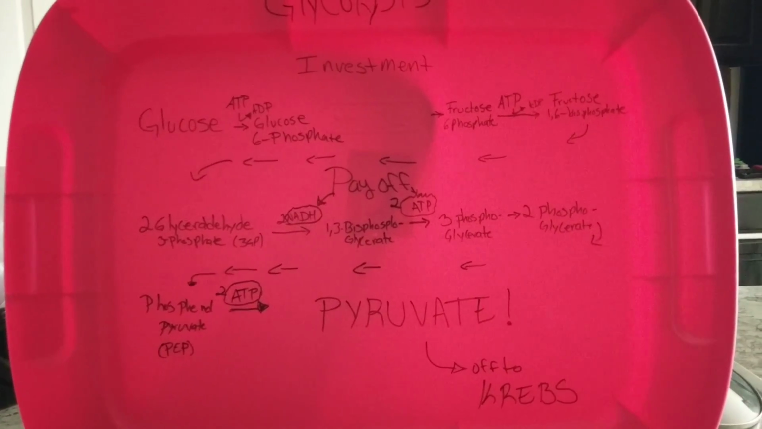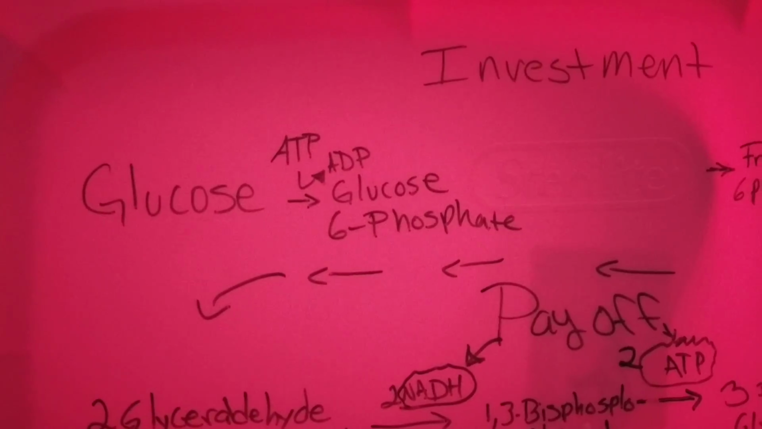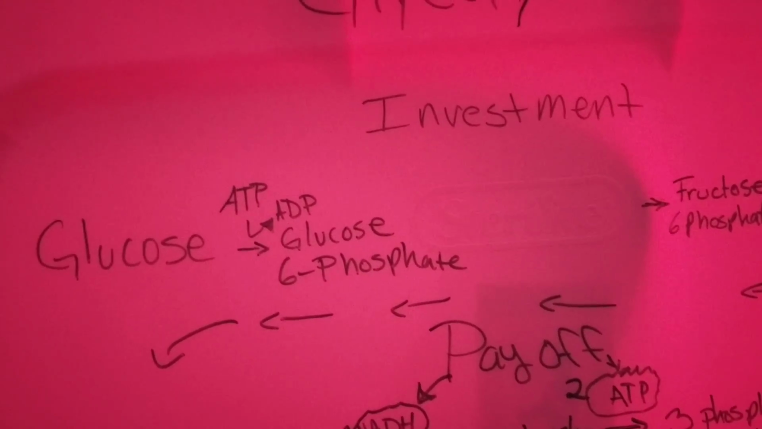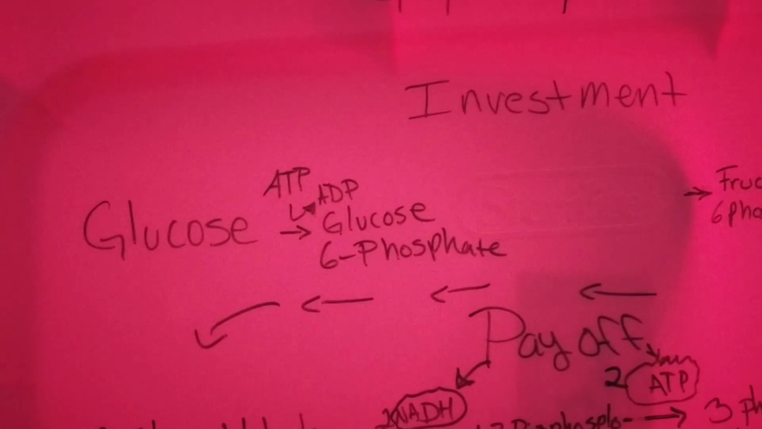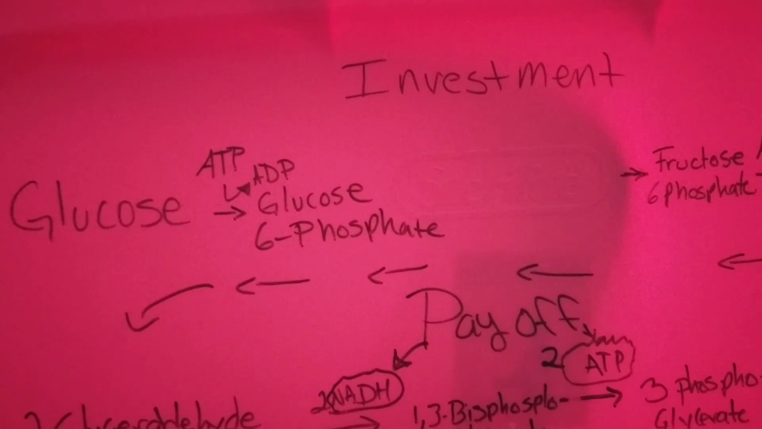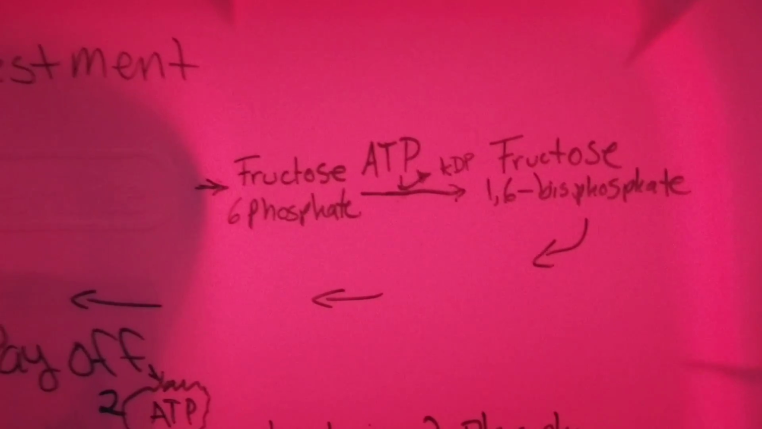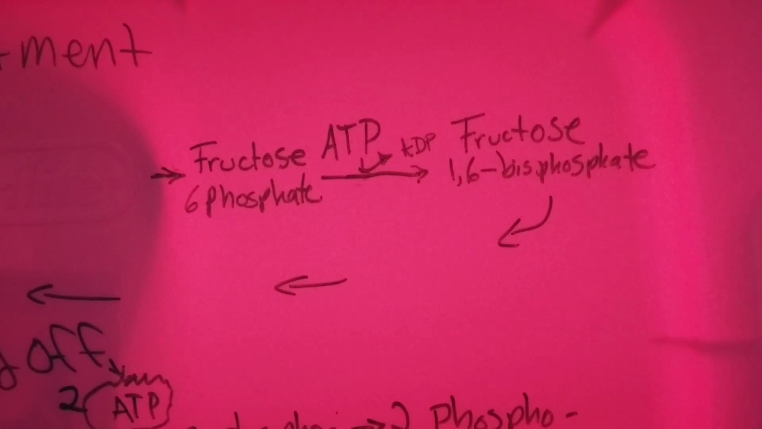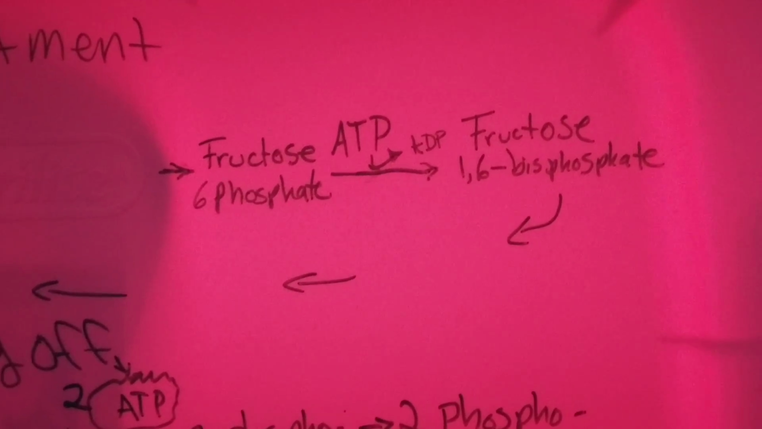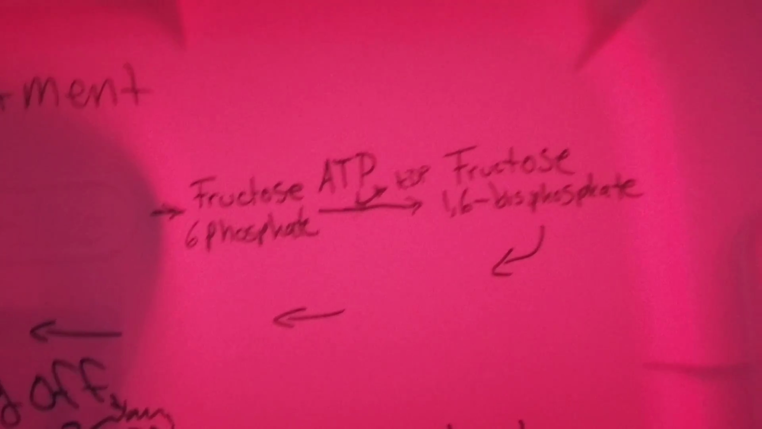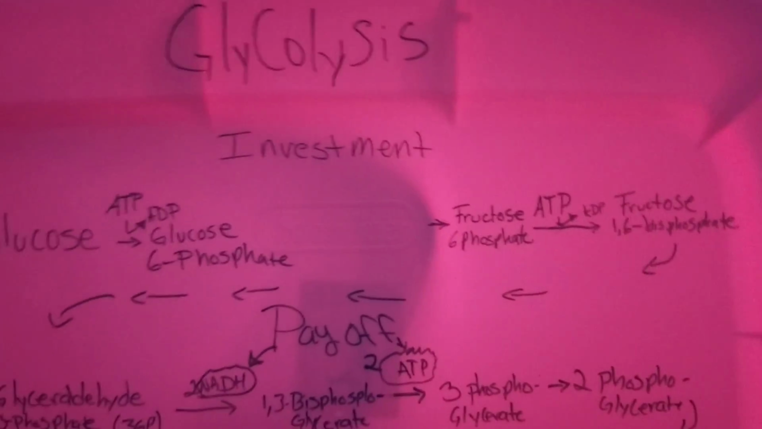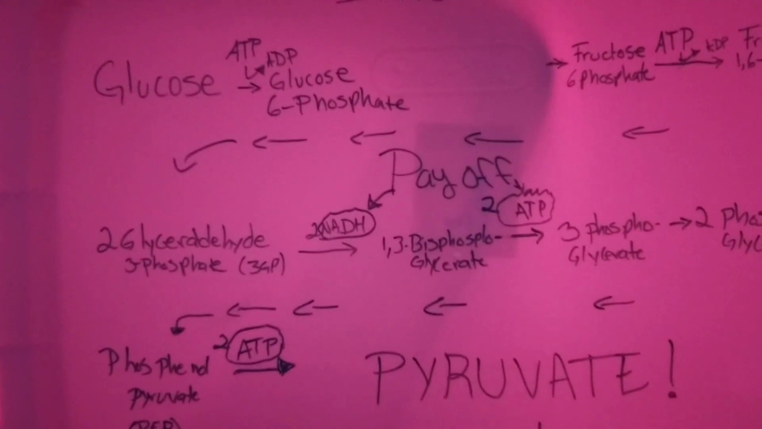In total, we invest 2 ATP at the beginning, which is where we mix it with glucose. An enzyme mixes, and we go from glucose to glucose 6-phosphate. And then our second investment is right here between fructose 6-phosphate and fructose 1,6-bisphosphate. And so yeah, that's our investment part. Then we go down to our payoff part.